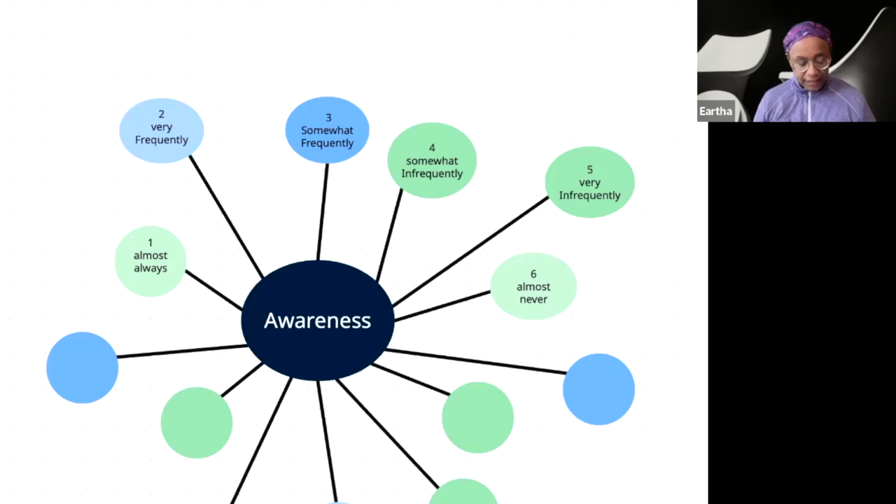Number 3, I find it difficult to stay focused on what's happening in the present. Okay, you write your response there, 1 through 6. Number 4, I tend to walk quickly to get to where I'm going without paying attention to what I experience along the way.